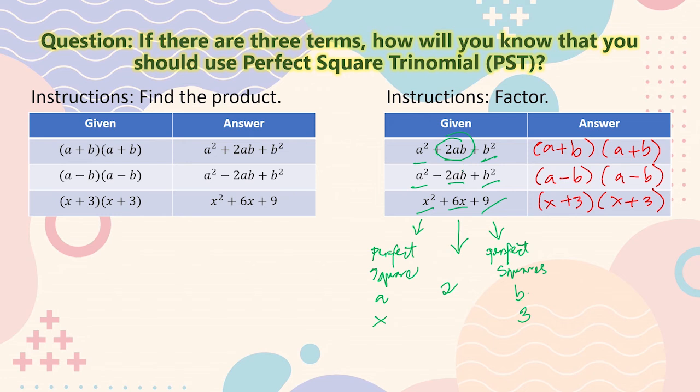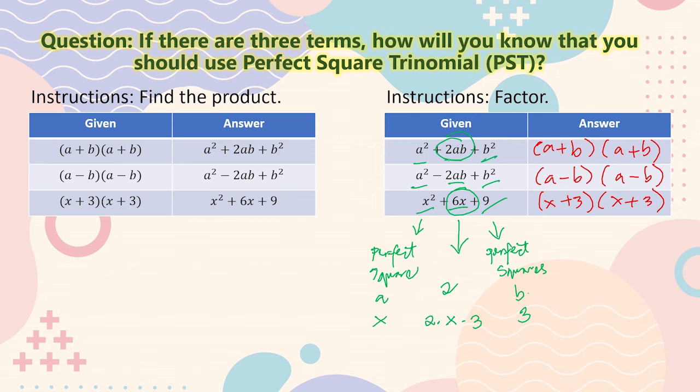Okay, did you get that? Let's try again in our third example. What's the square root of x squared? That's an x. What's the square root of the third term? That's a 3. So 2 times the square root of the first term times the square root of our third term, you will get 6x. So that's actually the pattern of PST.